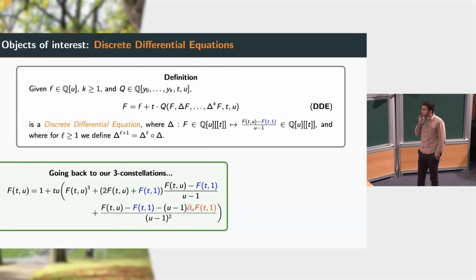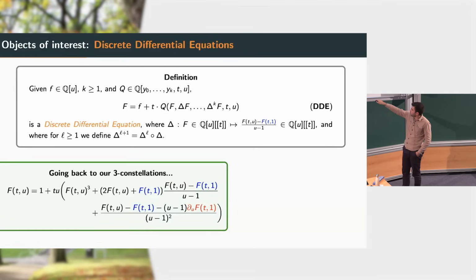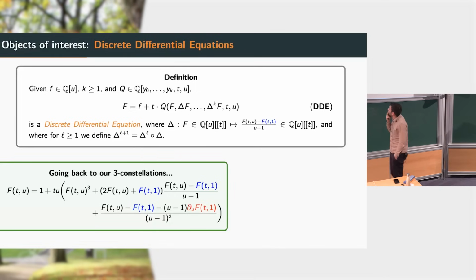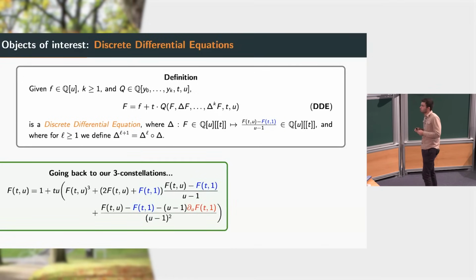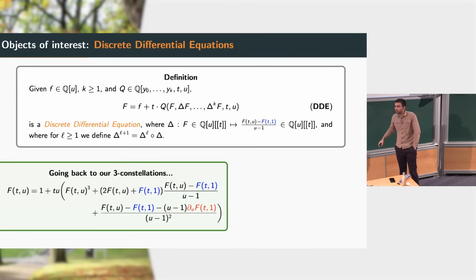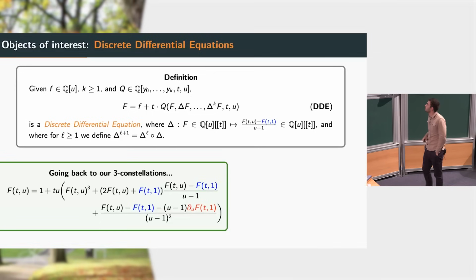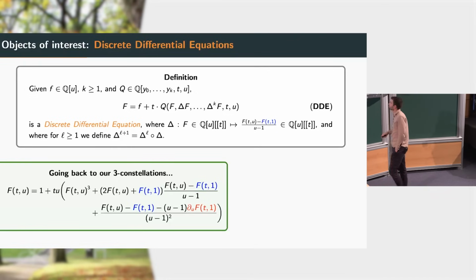And just to convince you that all the equations that we have been considering so far are special cases of such equations, let's go back to three constellations. We had the following equation, and observe that we have this del u f in red. And it's just the second iterate of the delta operator, which is applied to the series f. And you can see it by expanding f with Taylor's formula around u equals 1. So in this case, this is a discrete differential equation of order 2, and the order is the number of times that we iterated delta. So here, k.